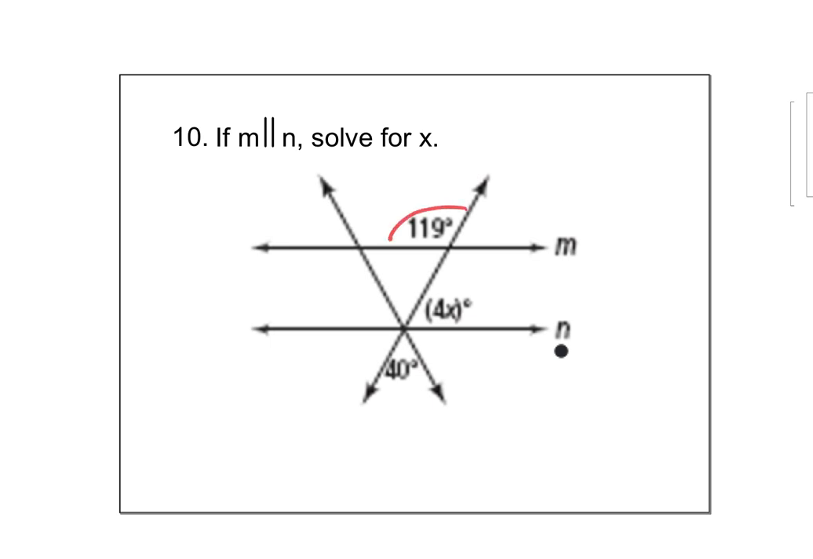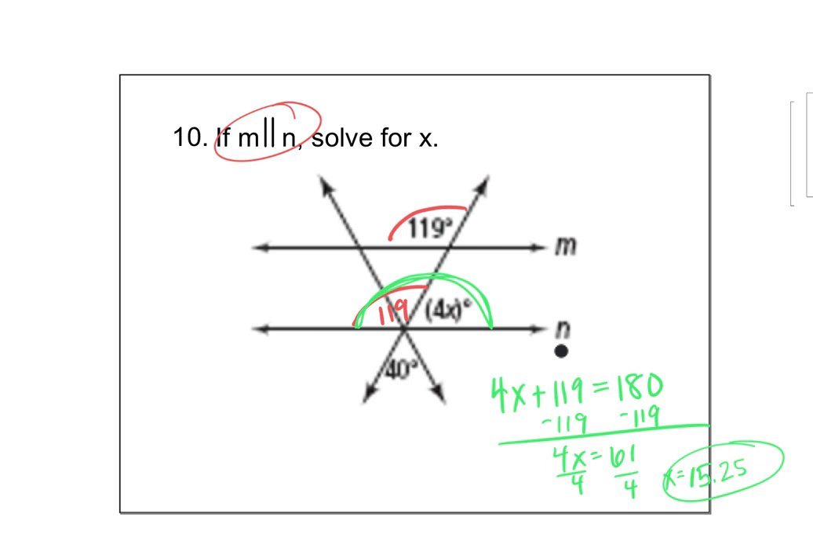This up here is 119 degrees, and that means this angle right here would also be 119 degrees because M and N are parallel. So corresponding angles would be the same size. Also, these two angles right here, the 119 and the 4x, they will be supplementary. They're a linear pair. So 4x plus 119 should equal 180. And finally, after doing the algebra, x equals 15.25.